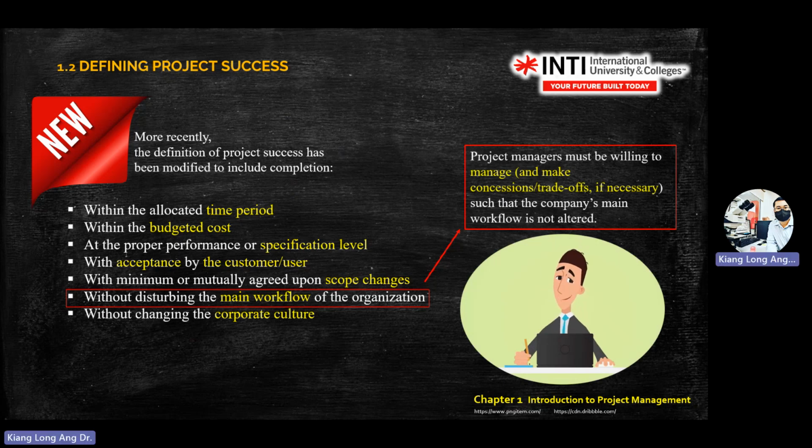Then on the workflow, also project management: the project manager must be willing to manage so that it does not alter the main company workflow. What does it mean? If you're in the manufacturing line, let's say you're in a manufacturing company and you're the project manager. So this is machine 1, machine 2, machine 3, machine 4.